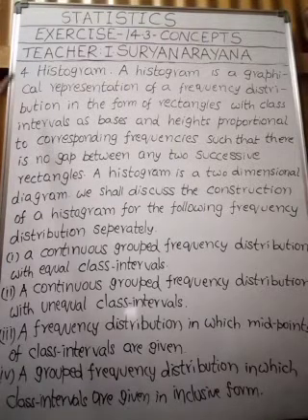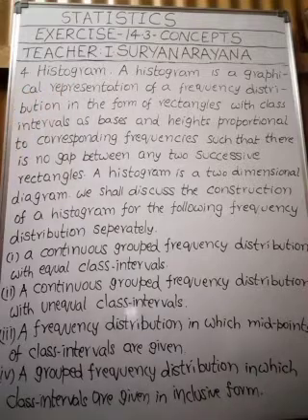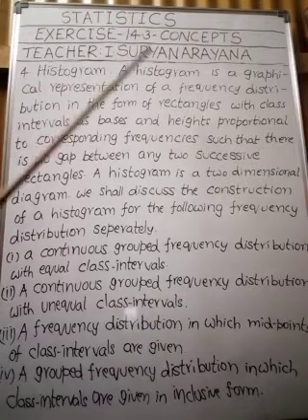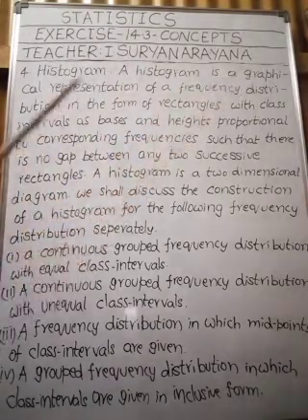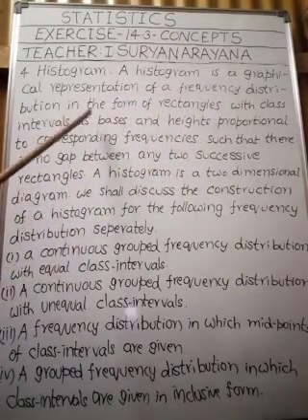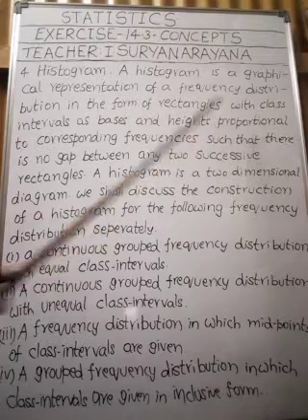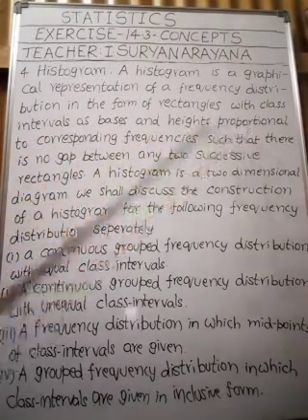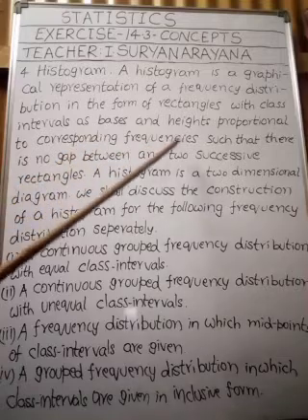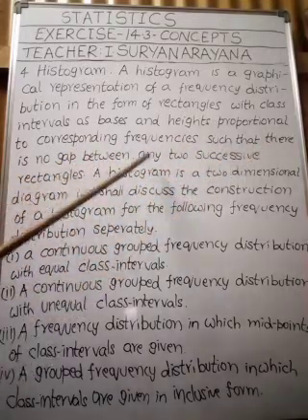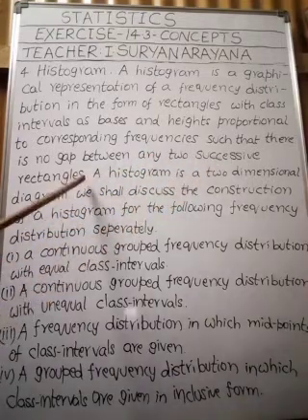Now come to the next point, that is histogram. This is also another pictorial representation of the given data. A histogram is a graphical representation of a frequency distribution in the form of rectangles with class intervals as bases and heights proportional to corresponding frequencies, such that there is no gap between any two successive rectangles.